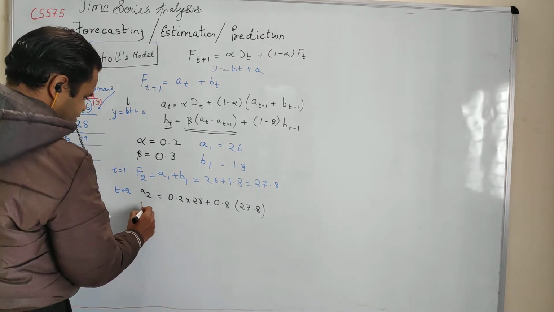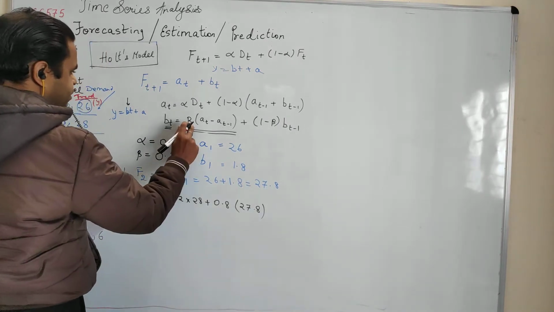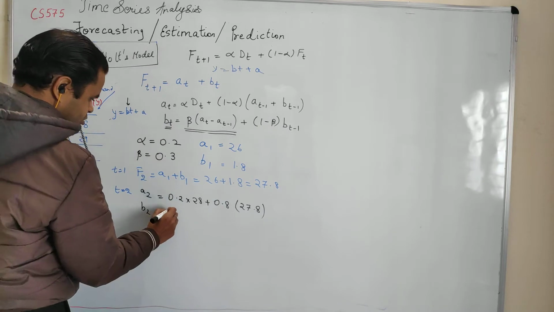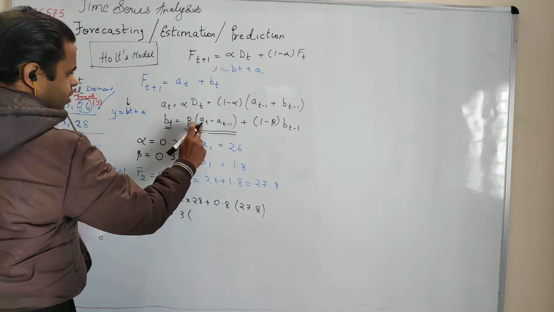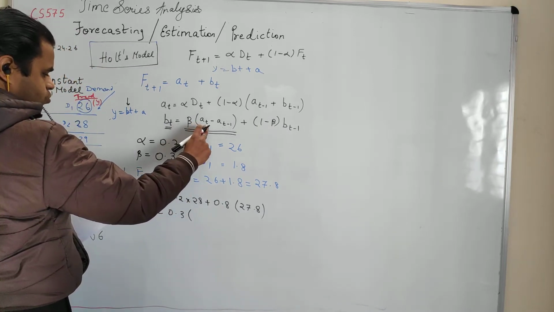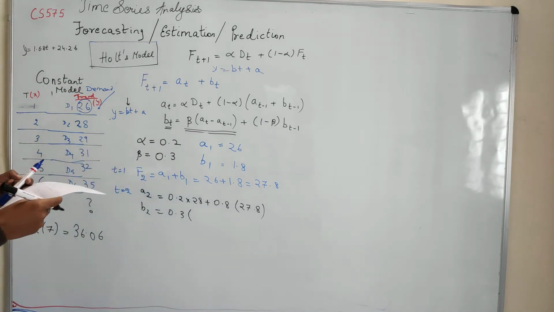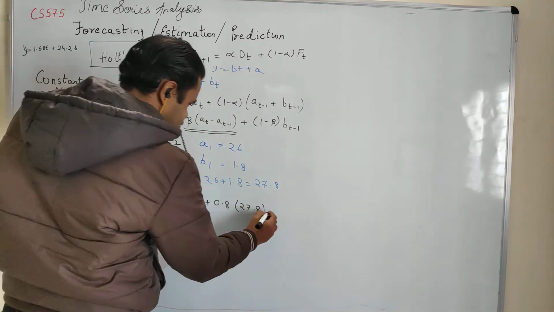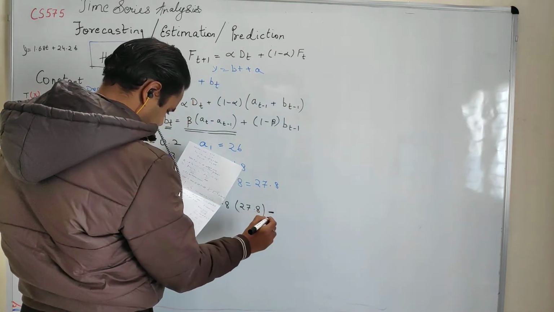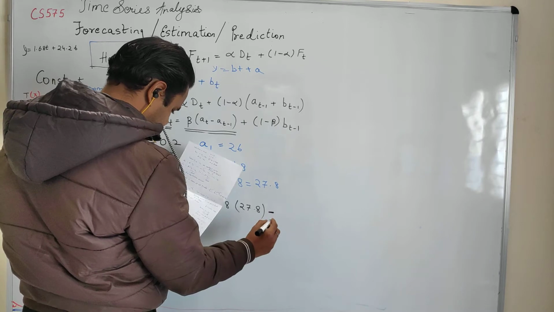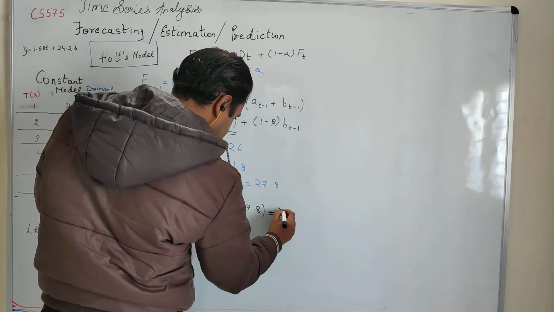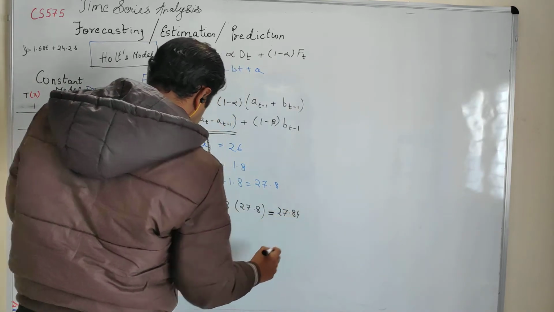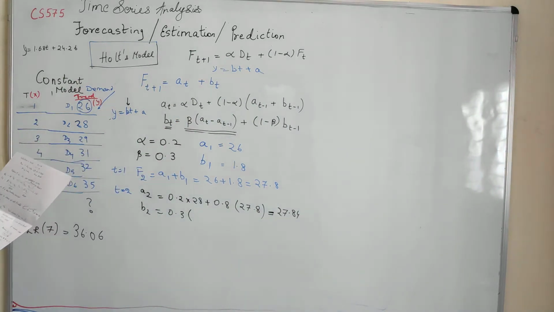Similarly, let us calculate b2. So this is beta. Beta is 0.3 times a2 minus a1. When you compute this, a2 is equal to 27.84. So a2 minus a1.